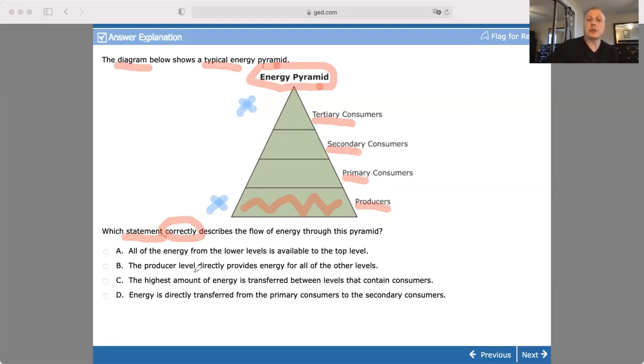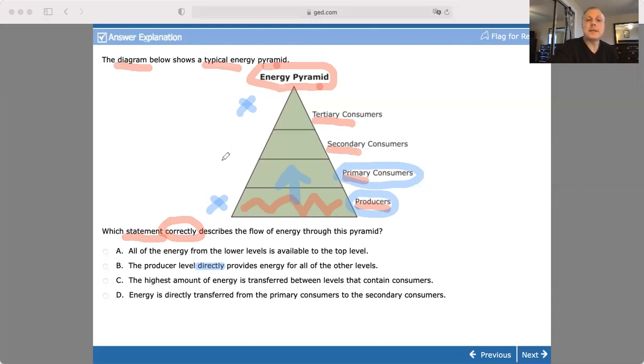B says the producer level directly provides energy to all of the other levels. Well, the producers are directly connected to the primary consumers. That's it. Producers and consumers are connected here with one another directly, but not directly, meaning without going through the chain into secondary consumers, right?